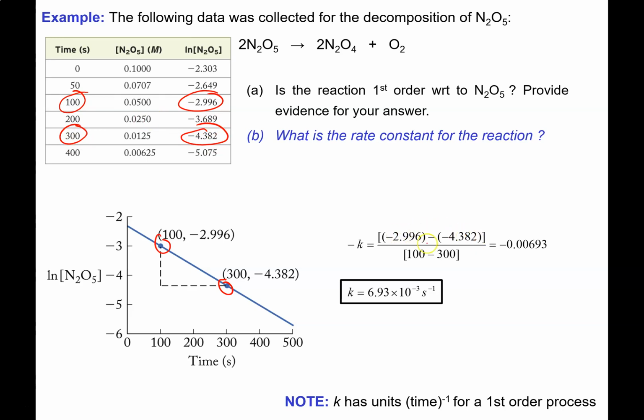So it is y step over x step. That gives me a negative number. So k is just going to be the negative of that slope. That's it written there in scientific notation. And remember, for a first order process, the units for the rate constant are going to be time to the -1, and our time unit in this case was seconds to the -1. So we are done.